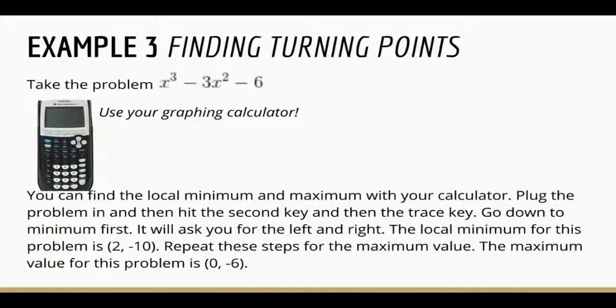Example 3, finding turning points. Take the problem x cubed minus 3x squared minus 6. Use your graphing calculator to solve. You can find the local minimum and maximum with your calculator. Plug the problem in and then hit the second key and then the trace key. Go down to minimum first. It will ask you for the left and right. The local minimum for this problem is (2, -10). Repeat these steps for the maximum value. The maximum value for this problem is (0, -6).